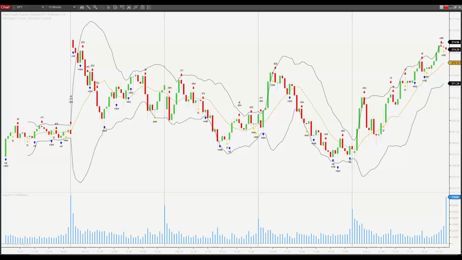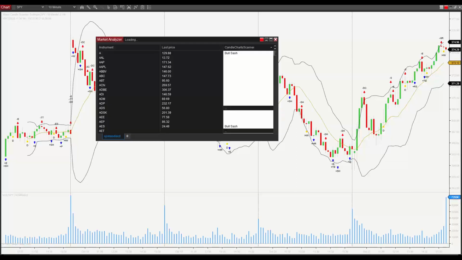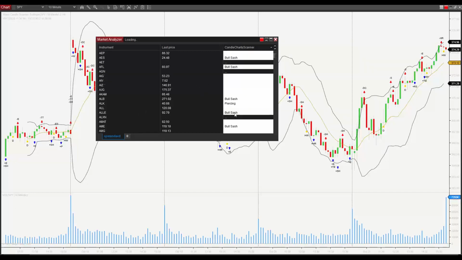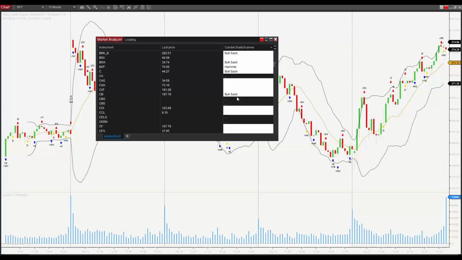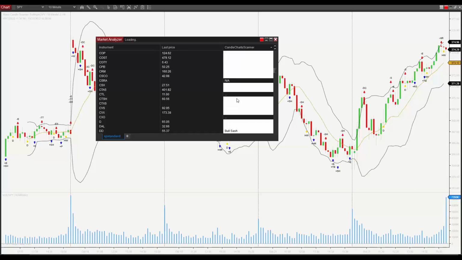But the scan can set up anything and everything that you're looking for. If you like bull sashes, you can have a scan just for bull sashes. If you like piercing patterns or engulfings or windows or hammers or you name it, you can scan for each and everything. And if you don't want to scan the S&P 500, but you want to scan the NASDAQ 100 or the Dow 30 or a watch list that you create yourself, Steve does that a lot.